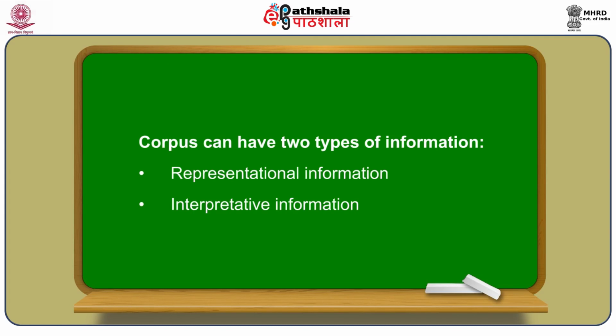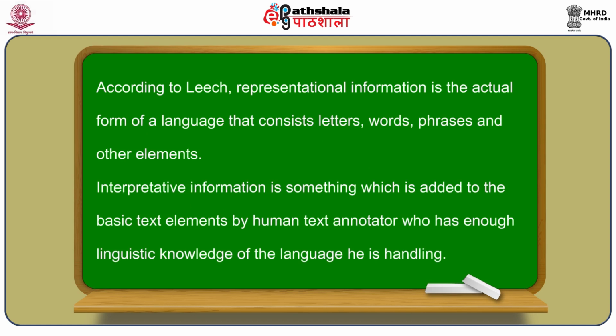We argue that, as we have noted, a corpus can, as proposed by Lynch, have two types of information. One is representational, another is interpretative. According to Lynch, representational information is the actual form of a language that consists of letters, words, phrases, and other elements, while interpretative information is something added to the basic text elements by a human text annotator who has enough linguistic knowledge of the language he is handling.